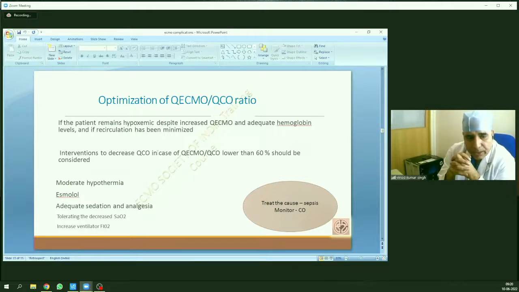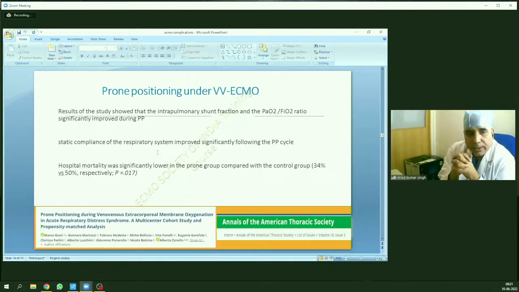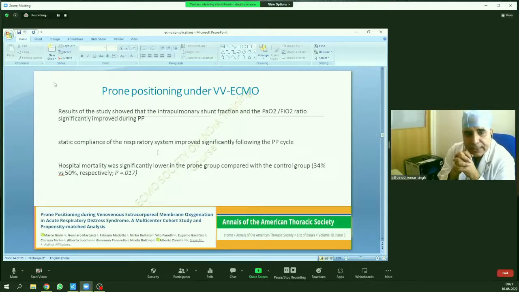And sometimes, you can also increase the ventilator FiO2 to improve the hypoxia. Sometimes, in spite of doing all these things, your patient might have persistent hypoxemia, particularly those patients who have a severe ARDS, with a large area of shunt. In this situation, you can try a prone position.